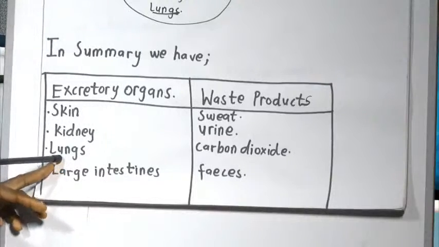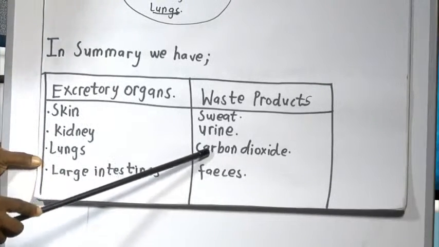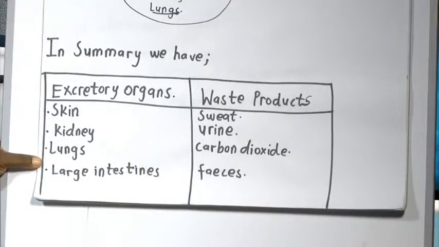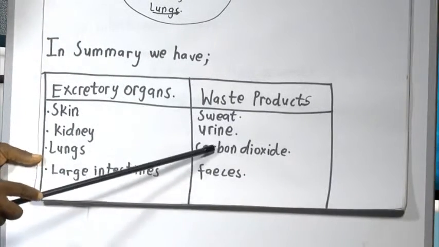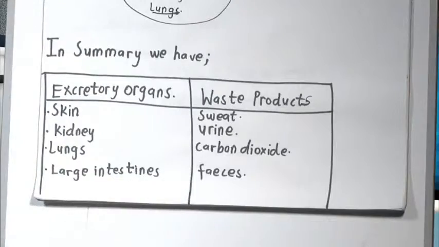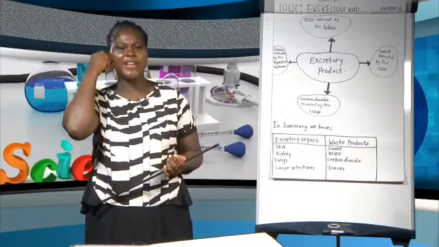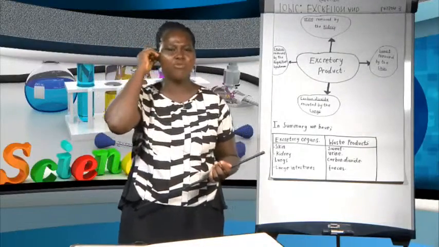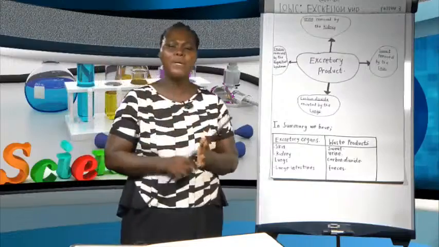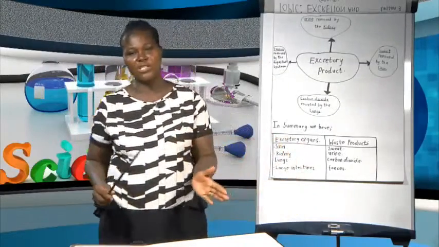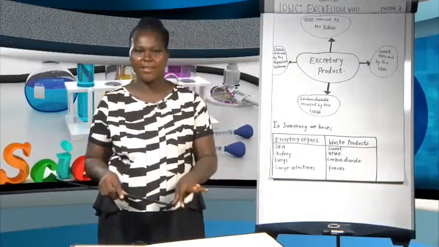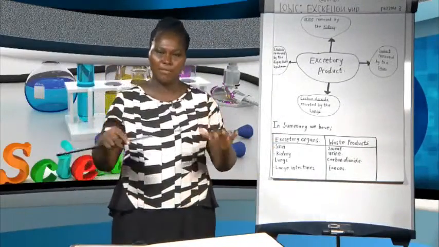Lungs. Lungs also excrete what? Carbon dioxide. Lungs excrete what? Carbon dioxide. And the carbon dioxide is a waste product, and we have to do what? It should come out. When you are many in a room, we should open the doors and the windows for the carbon dioxide to come out. When it stays there, it causes harm to our bodies.